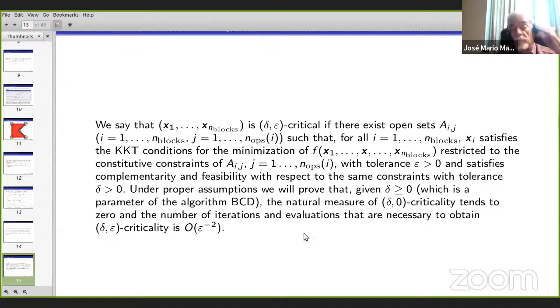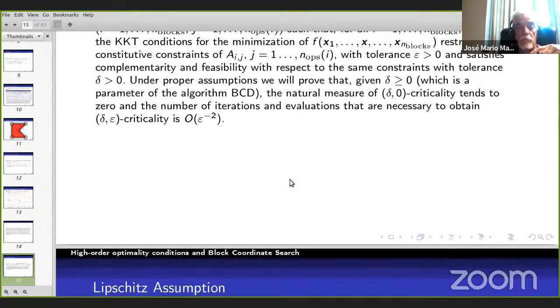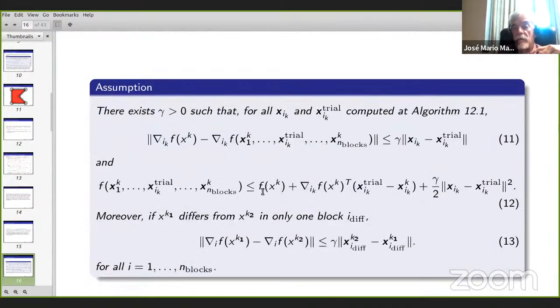I am going to state that for given delta, the algorithm tends to converge to critical points, and the number of iterations and evaluations that are necessary to obtain criticality is of the order epsilon to the -2. For this, I need something like a Lipschitz assumption, restricted in some sense, but okay, a Lipschitz assumption with respect to gradients. Differences between gradients are of the order of the difference of the points, essentially.